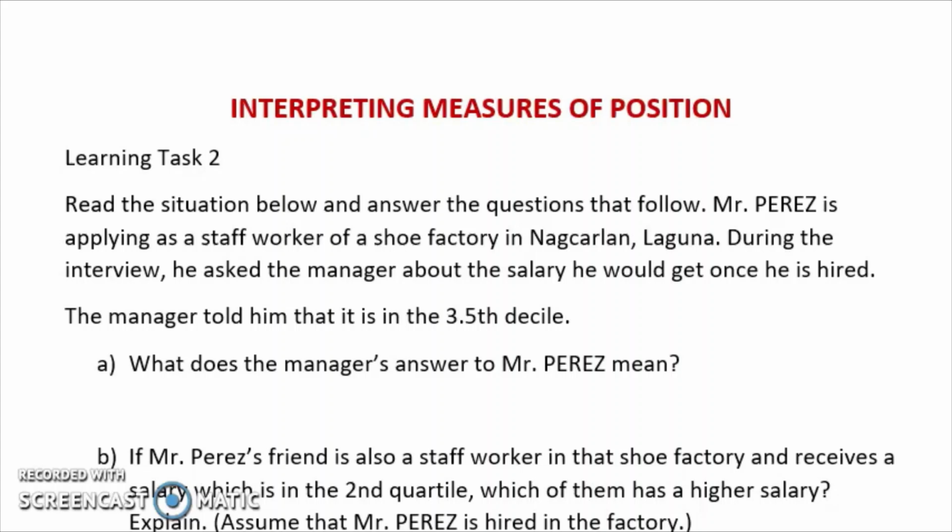And for today's video, ito pa rin yung interpreting measures of position, pero i-guide ko na kayo sa Learning Task 2, Learning Task 3, and assessment part ng inyong mga LEAP module.